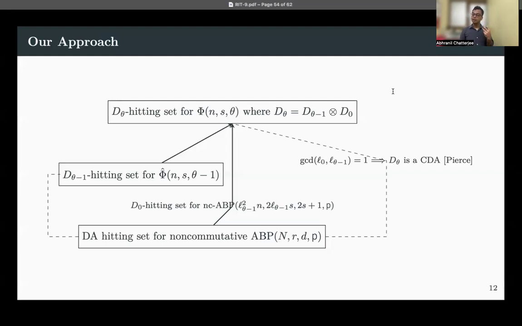To tackle this dependency on L theta minus 1, we need to take care of these parameters separately. We need to do a finer analysis of all those parameters. I'm not going into all those details, so please check our paper for more details. So this is the overall idea of our result.